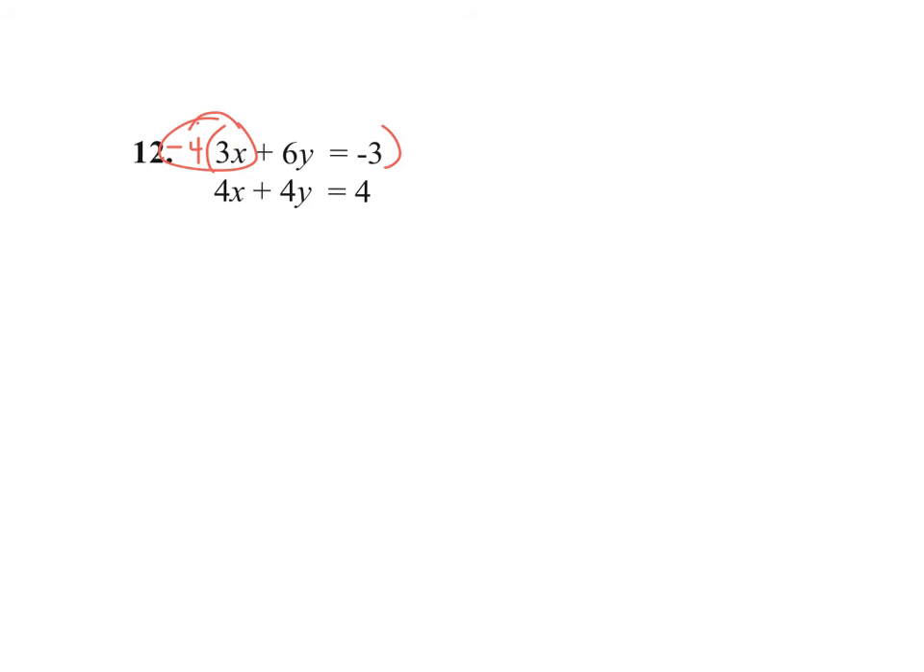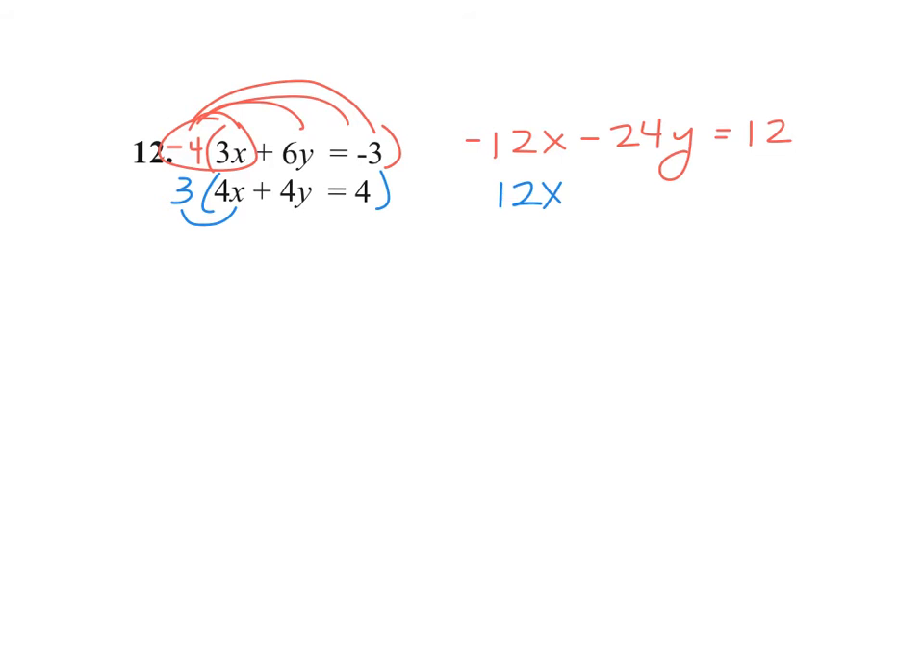So let's start here. Okay, if I distribute this, I get -12x minus 24y, and then don't forget to multiply that 4 to the negative 3. So equals, that would be a positive 12, negative 4 times negative 3. Okay, then the second one, this whole thing, if I want to get a positive 12x, I would multiply this by 3. So this is 12x plus 12y equals 12.